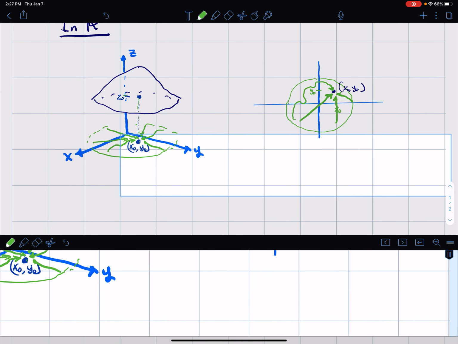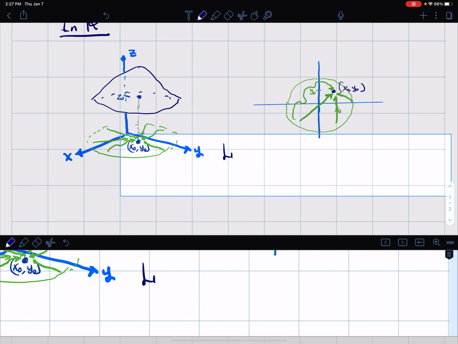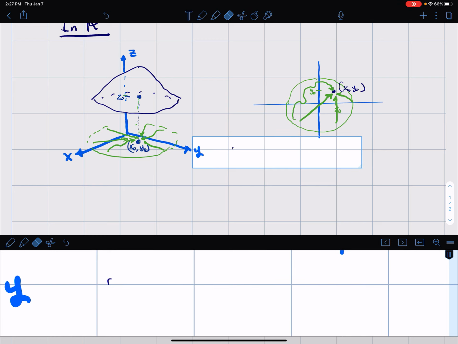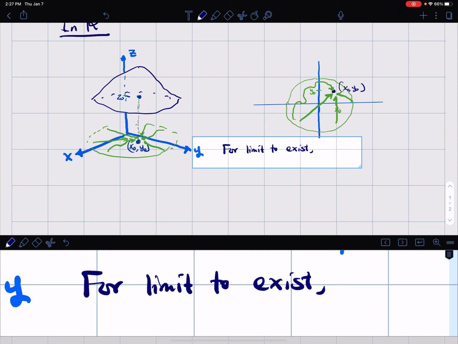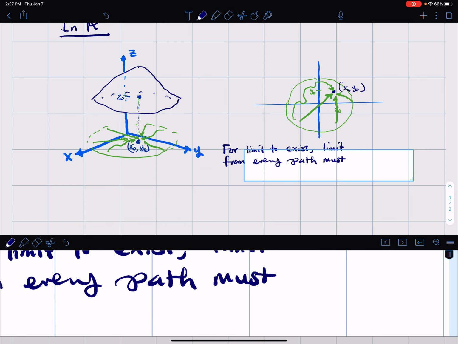So in other words, we can say that for limit to exist, limit from every path must equal.